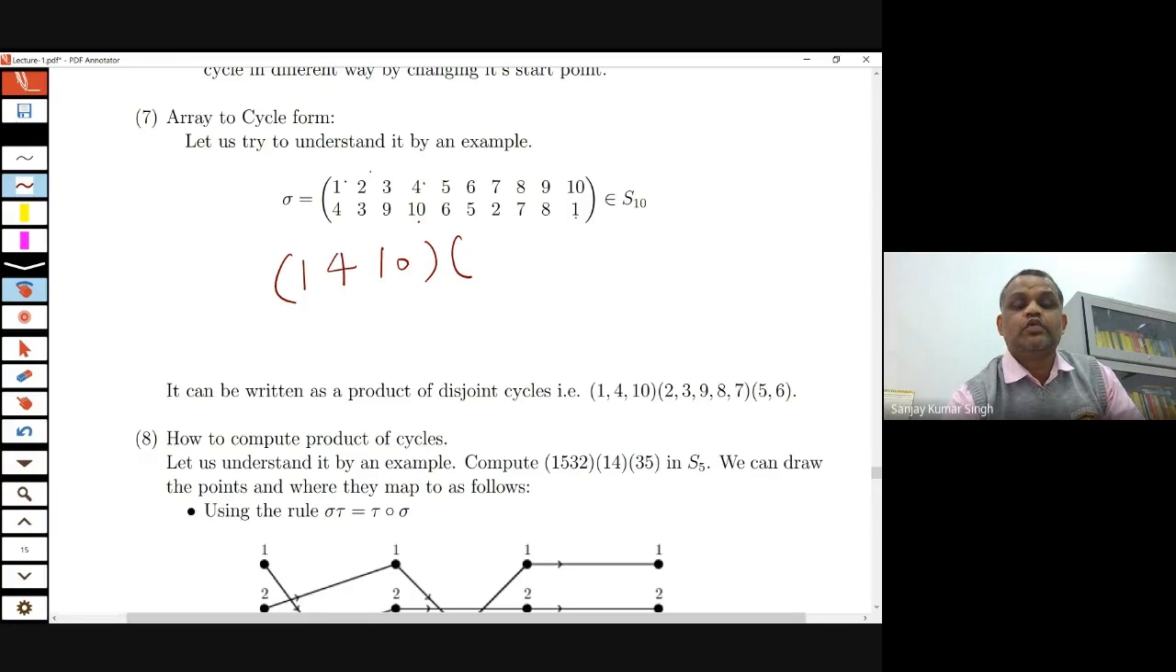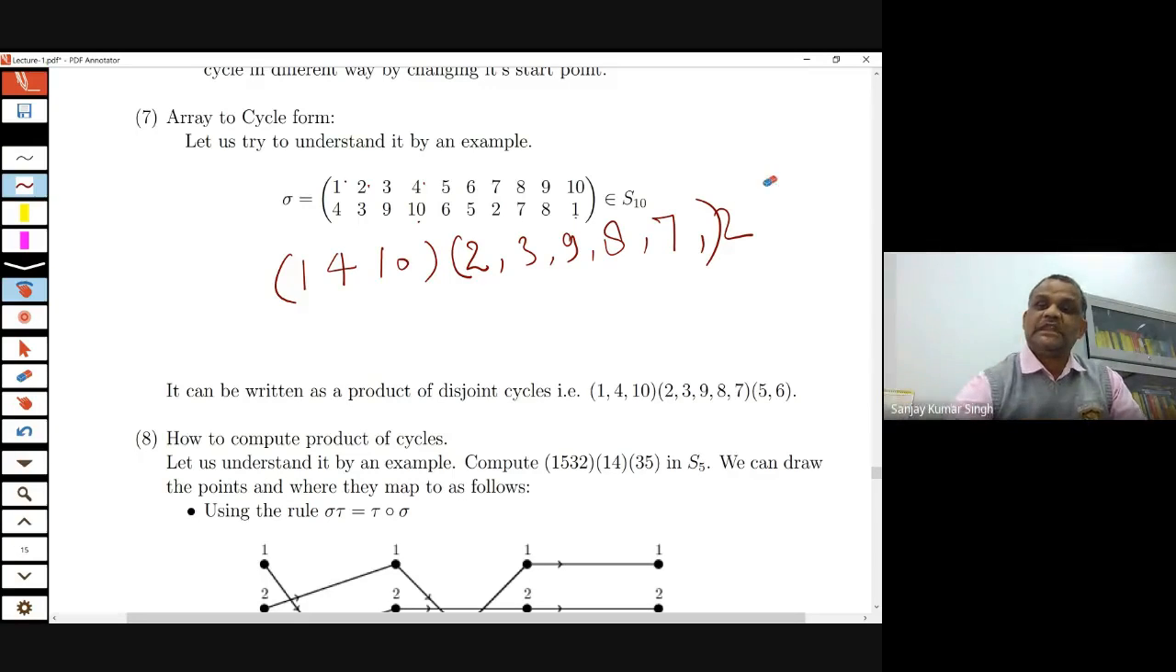Now I will take 2. So 2 is going to 3, 3 is going to 9, 9 is going to 8, 8 is going to 7, 7 is going to 2, and 2 is again going to 3. So now 7 is going to 2, so it's closed. Now you have seen how to go from array representation to cycle representation of any permutation.